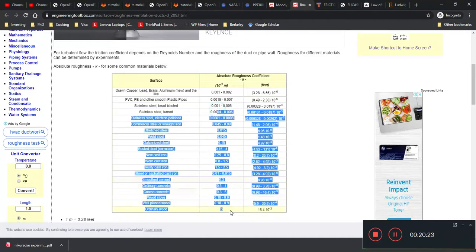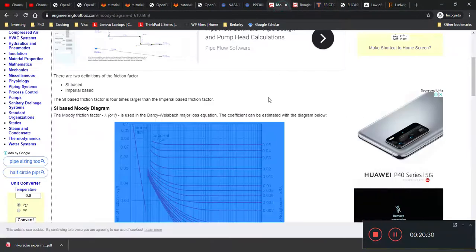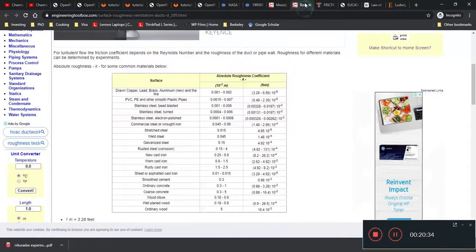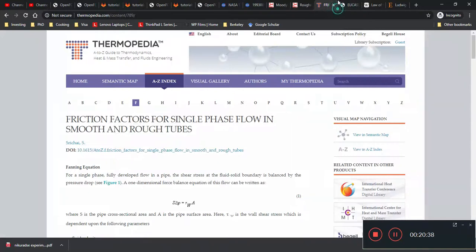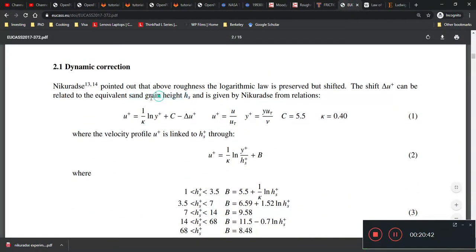All these are being used to calculate our friction factor from this Moody chart, right? That's the roughness that we are used to. Is that roughness height in mm here the same as, let's say, this hs, this equivalent sand grain height? So to find out, we have to look at Nikuradse's paper.